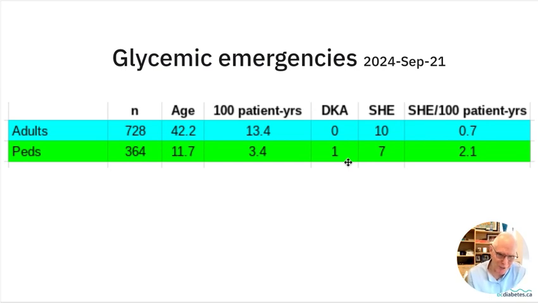I should add that the 1 DKA that occurred was in a child who had a pod failure, and we'll talk about that later, but she had her high alarm on her Dexcom turned off. So she went all night with no insulin, had a DKA, and of course survived to tell the story.